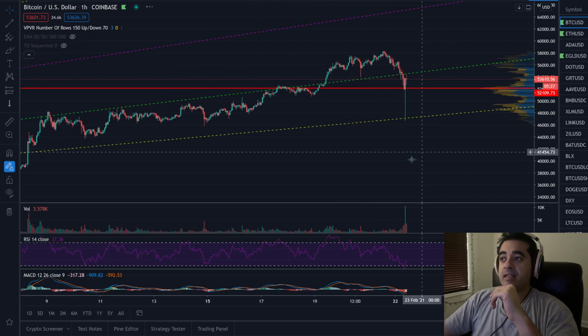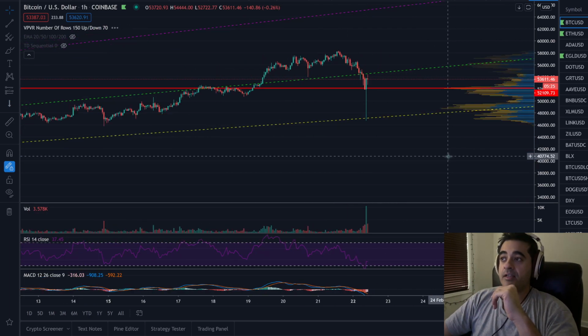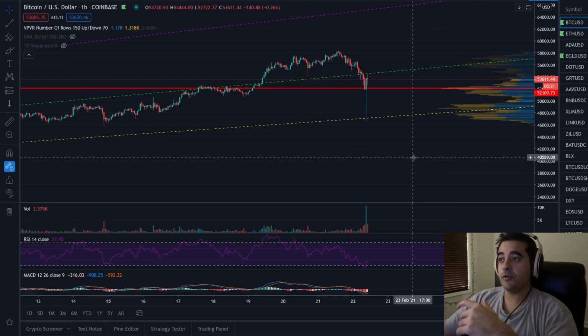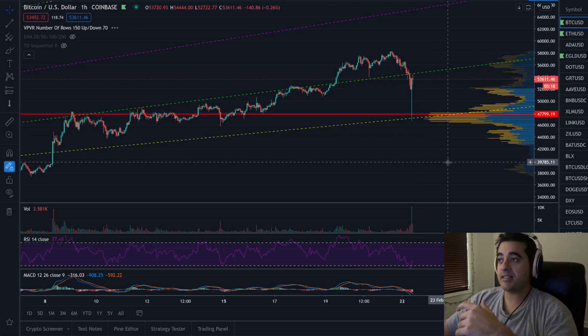Now, the fact that this got bought up so quickly is very indicative of the strength of Bitcoin. So it makes me more hopeful that we're going to see further upside. Otherwise, I would have expected a much bigger drop.